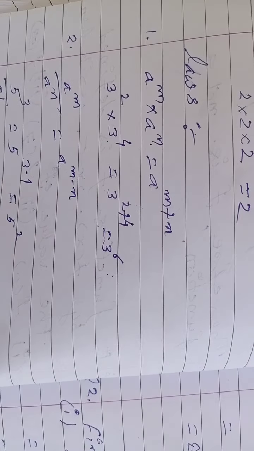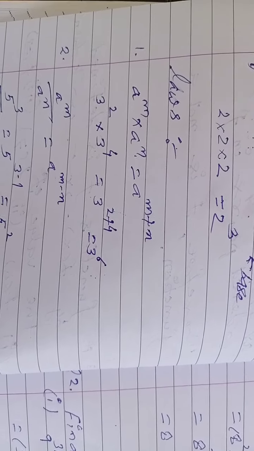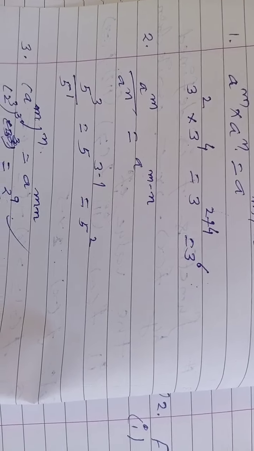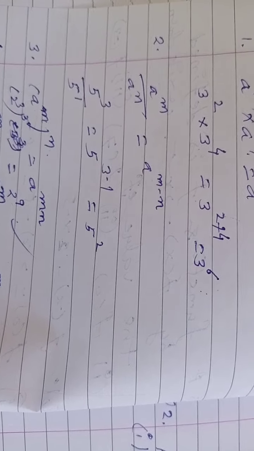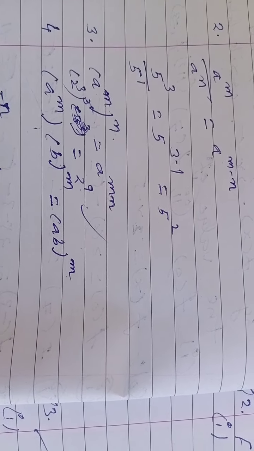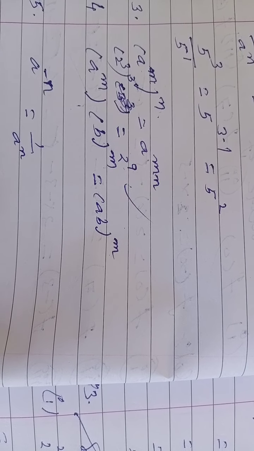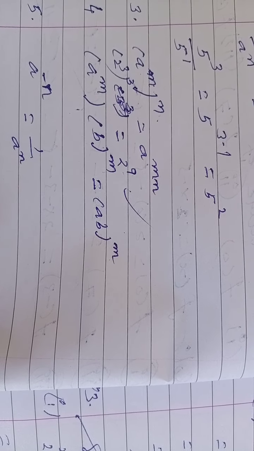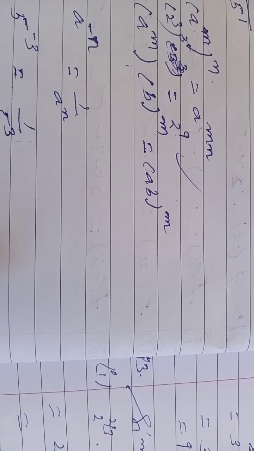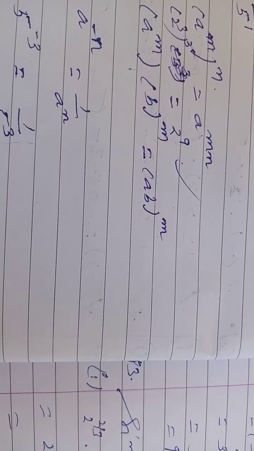Once again, revising: a to the power m into a to the power n is equal to a to the power m plus n. A to the power m divided by a to the power n is equal to a to the power m minus n. A to the power m whole power n is equal to a to the power mn. A to the power m b to the power m is equal to ab whole power m. A to the power minus n is equal to 1 upon a to the power n.